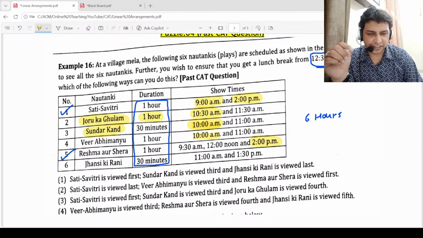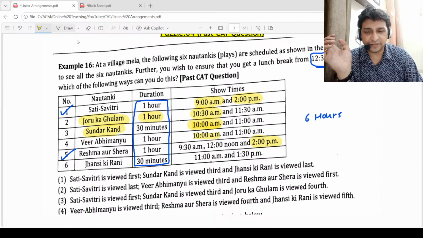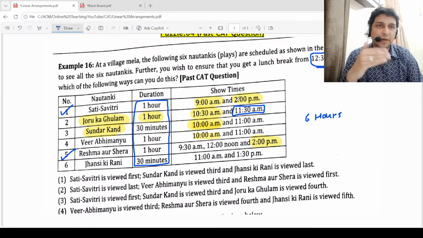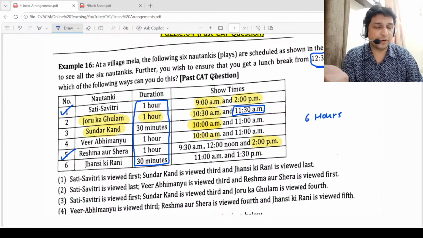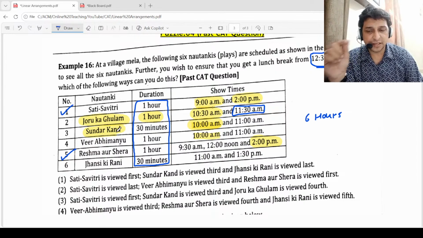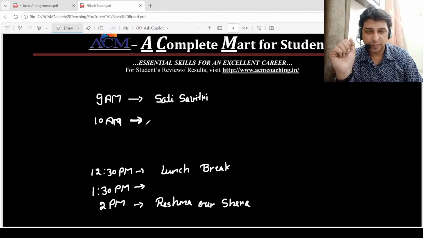Up to 11:30, I do not have any show. The show which I have is again Joru Ka Gulam, and I can't see that. So there will be a break. And I can't afford a break because I have 6 hours including my lunch break, and the show timings are also 6 hours. That means this is not right. I will not watch Sundarkand at 10. I'll watch Veer Abhimanyu at 10 o'clock.